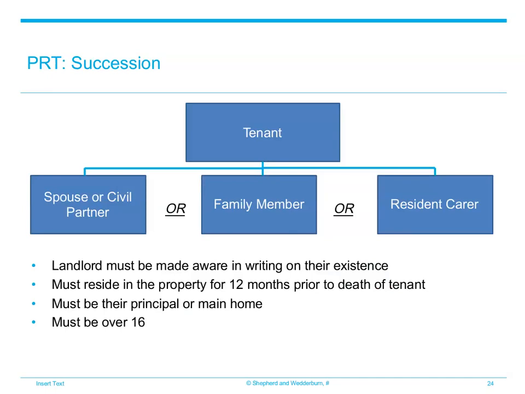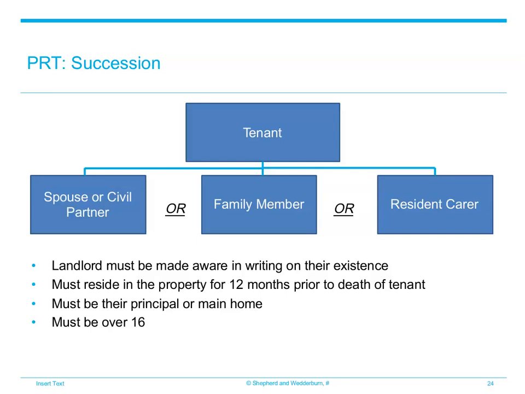The relationship between the tenant and their cohabitee or spouse or civil partner must still have been active at the time of death, and the inheriting tenant must have used the let property as their main or principal home for 12 months before the death of the tenant. They must also be over 16. I've popped that on the slide as well. It's crucial that written notification is given to the landlord to ensure that they are aware of the spouse or cohabitee's existence, otherwise the succession will not be possible.